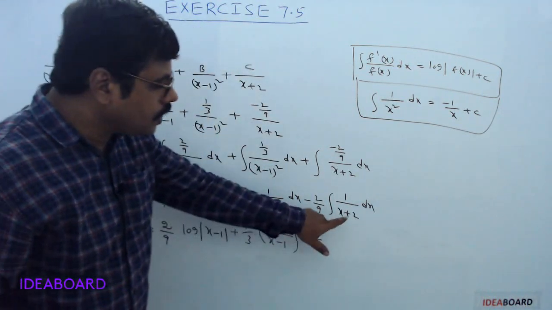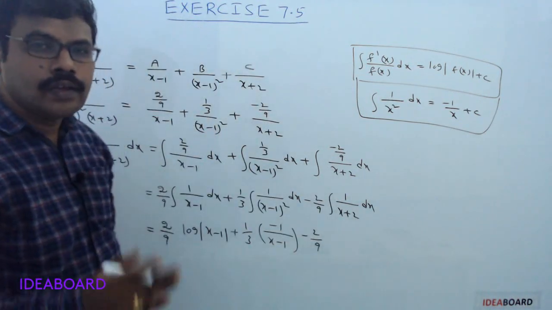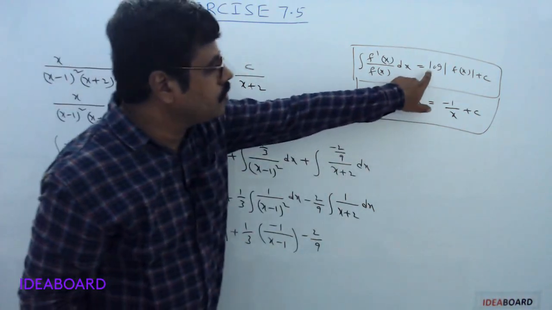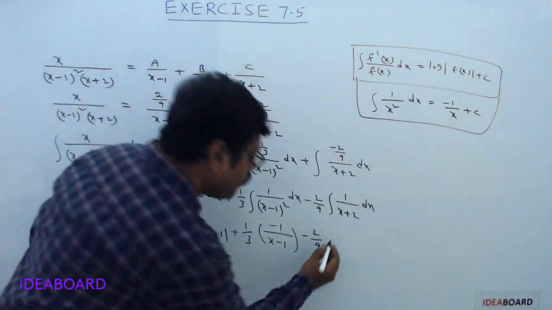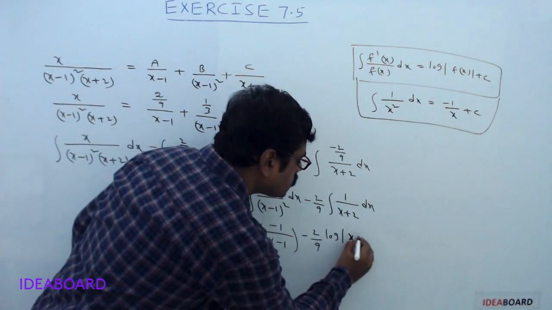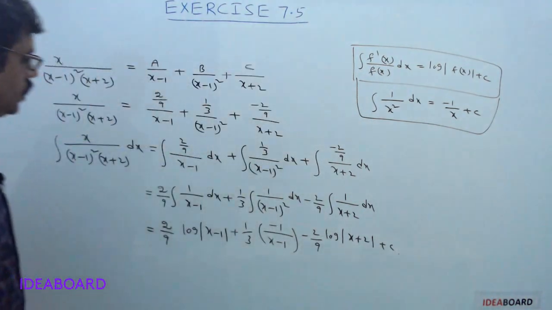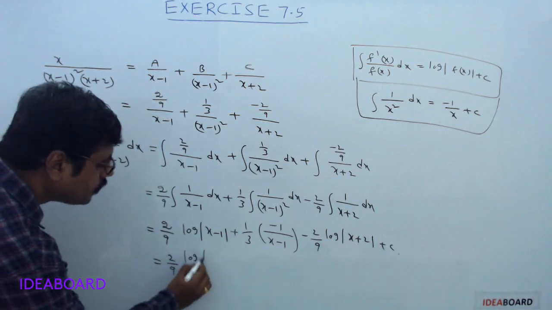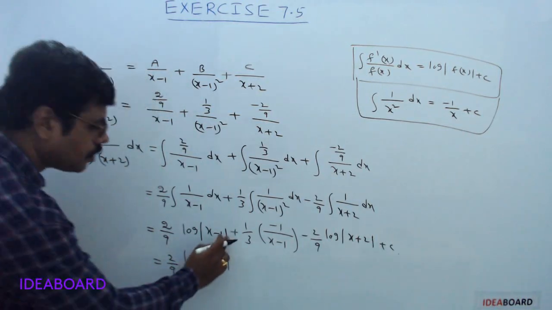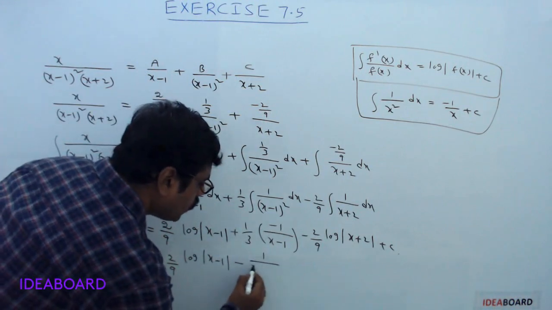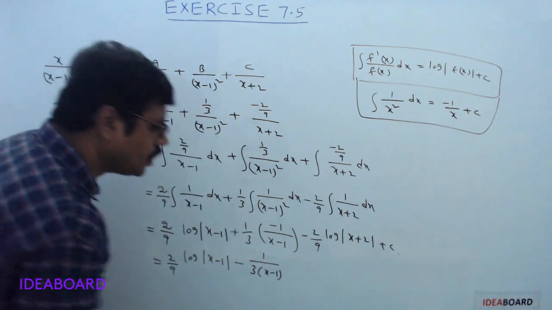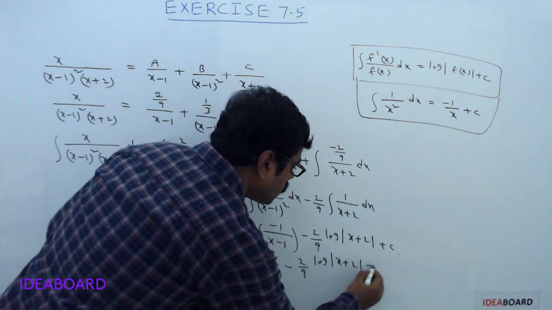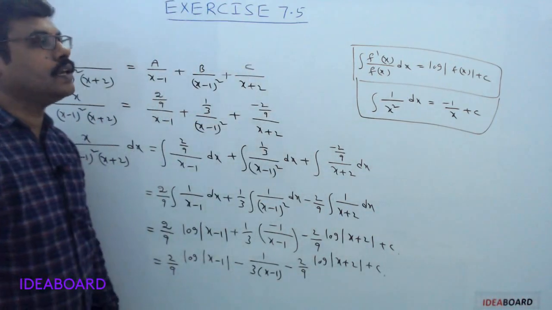divided by 9 into, derivative of x plus 2 is 1. So clearly derivative of denominator is in its numerator. So by using this formula, what is its answer? Log mod x plus 2 plus a constant c. So finally, what is the answer? 2 divided by 9 into log mod of x minus 1, here plus into minus, minus 1 divided by 3 into x minus 1, minus 2 divided by 9 into log mod of x plus 2 plus a constant c.